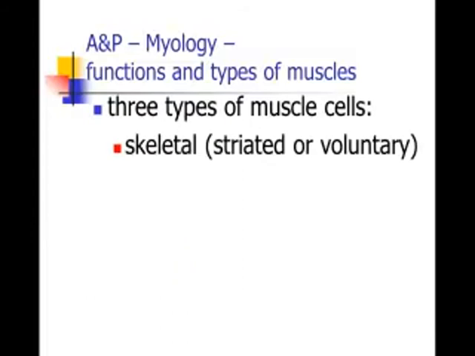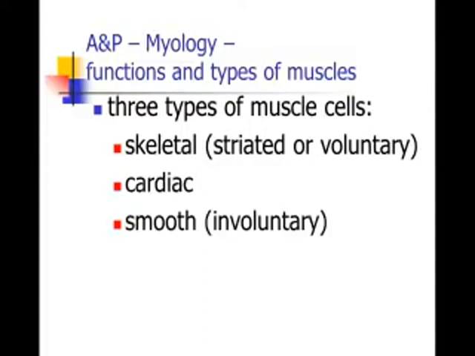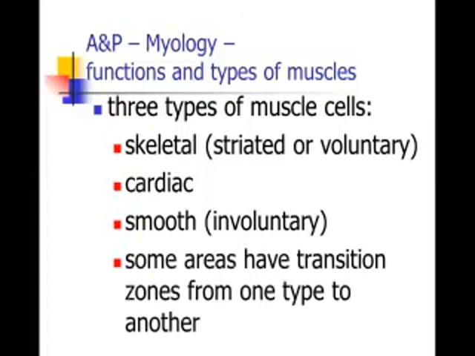So there are going to be three kinds of muscles. There's striated or voluntary muscles, which are called skeletal muscles. On an exam, if you had a fill in the blank, you wouldn't want to put down just skeletal, you'd want to put down skeletal muscle. We have cardiac muscle tissue and we have smooth muscle tissue. Smooth muscle tissue is sometimes referred to as involuntary muscle. This is because we don't have the ability to consciously make them contract.